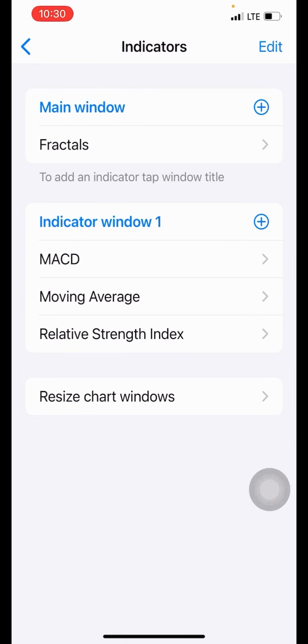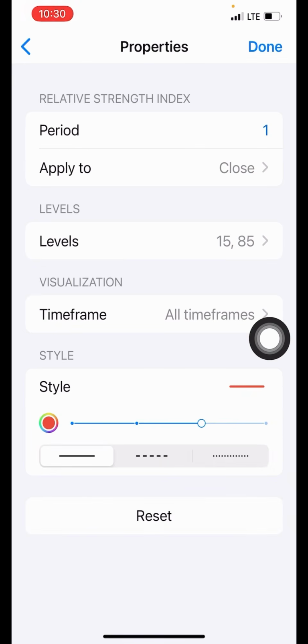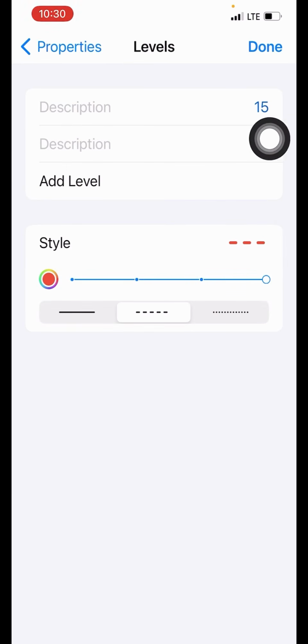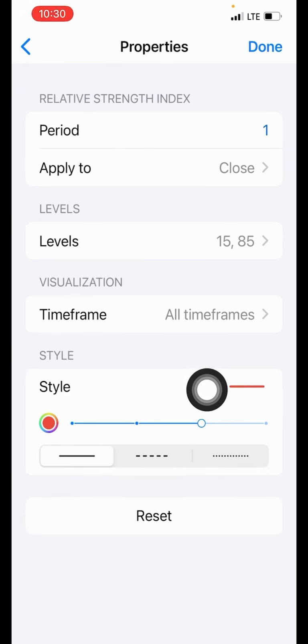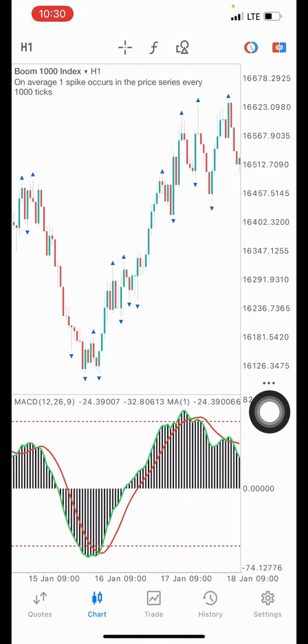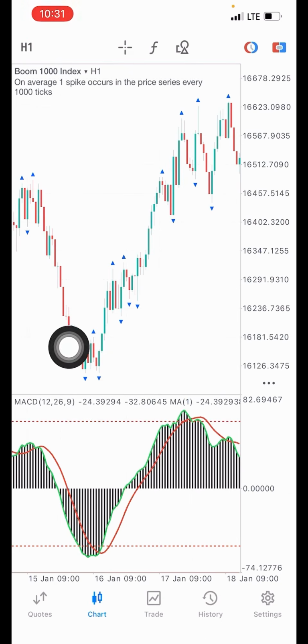Now lastly, we have the relative strength index. You are going to be clicking on the indicator window 1 plus icon, then you search for your relative strength index. These are the properties. Period is 1, apply to close. The level, you are going to make it 15 and 85, color red, 4 pixels, you click on done. The style, you make it color red, 3 pixels, and then you click on done. Once you have set everything correctly as I've just explained, you are going to have a screen like this.